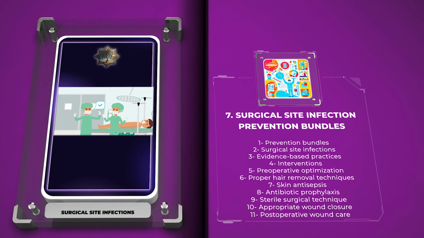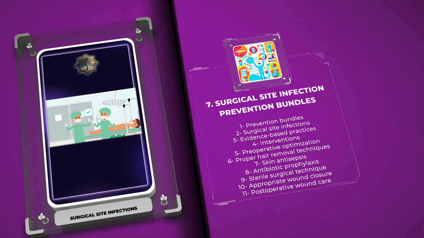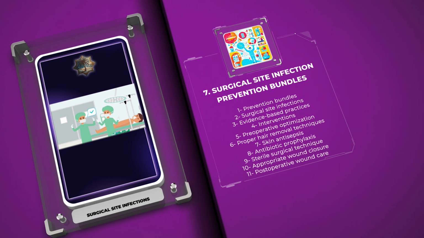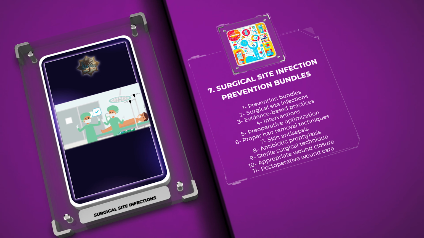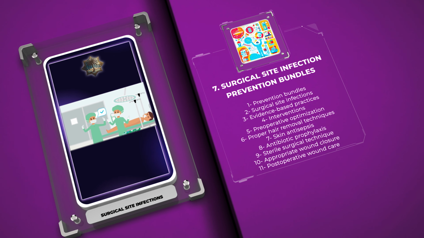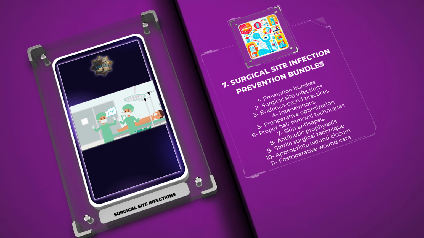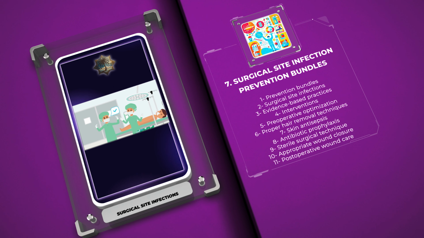Prevention bundles provide a systematic approach to reducing surgical site infections by incorporating evidence-based practices and interventions. These bundles typically include multiple components such as preoperative optimization, proper hair removal techniques, skin antisepsis, antibiotic prophylaxis, sterile surgical technique, appropriate wound closure, and postoperative wound care. Implementing these bundles as a comprehensive package rather than individual interventions has shown significant reductions in surgical site infection rates and improved patient outcomes.